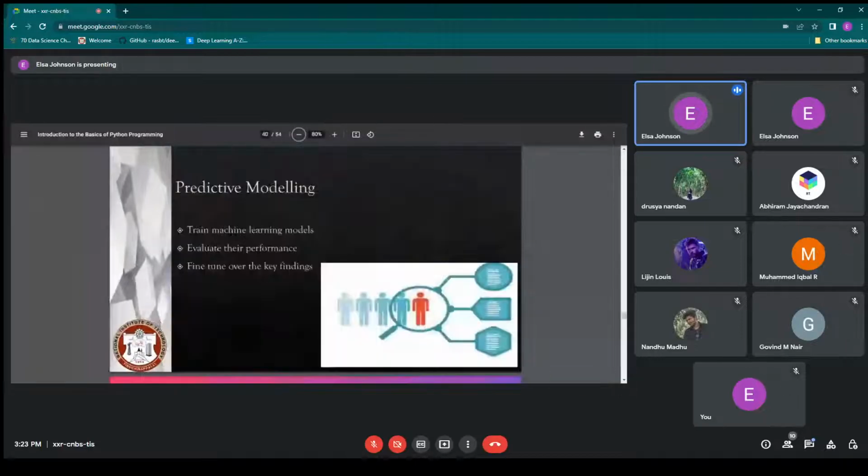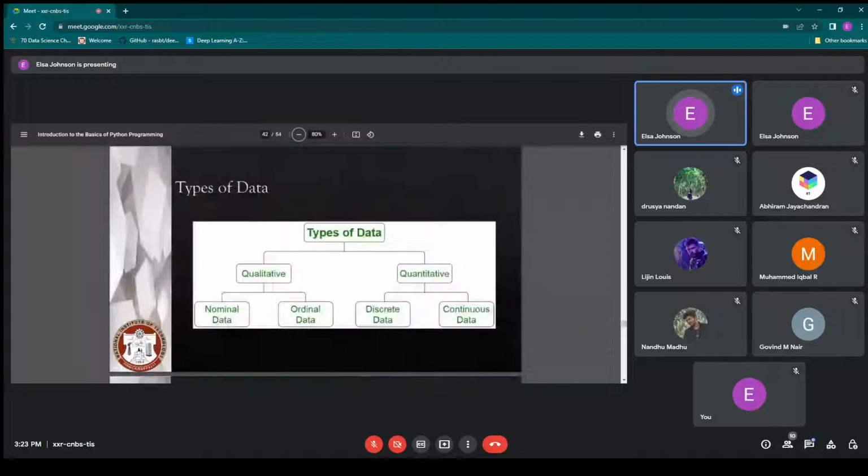Next one will be the different types of data. So we'll see what all data will be available when you go for certain problems. The types of data are divided into qualitative data as well as quantitative data. The qualitative is also known as categorical data, and quantitative is known as continuous data. Then the qualitative can get divided into nominal data as well as ordinal data. So we'll see each of the things one by one.